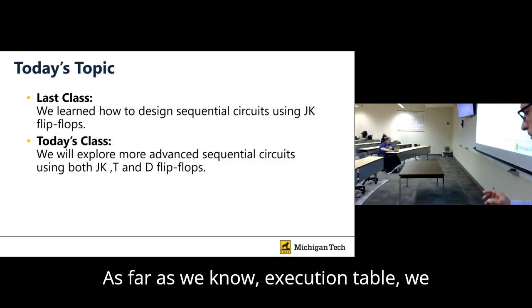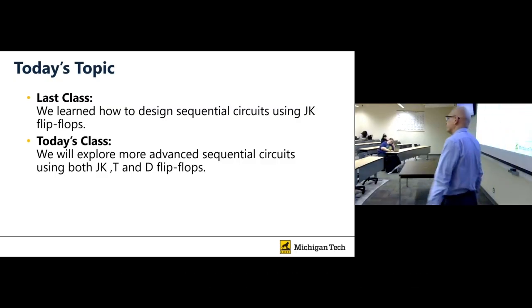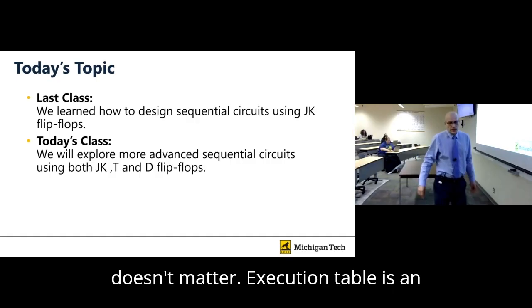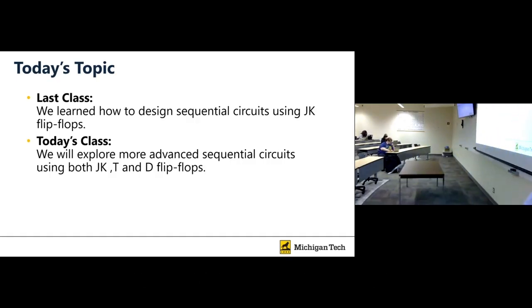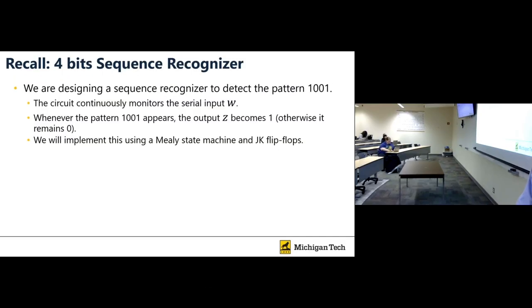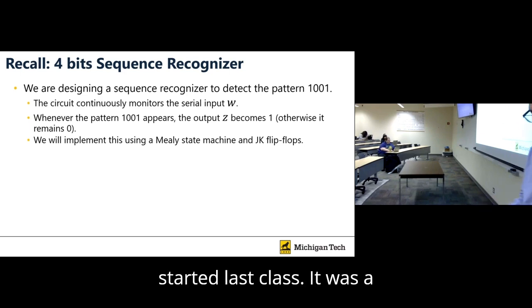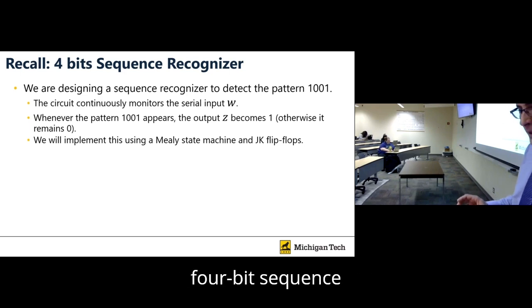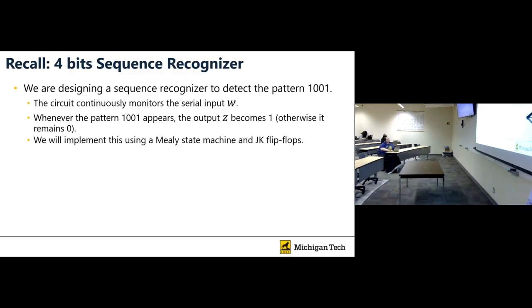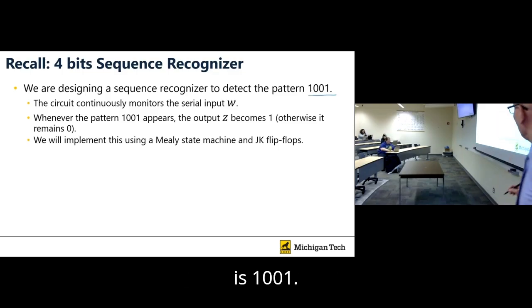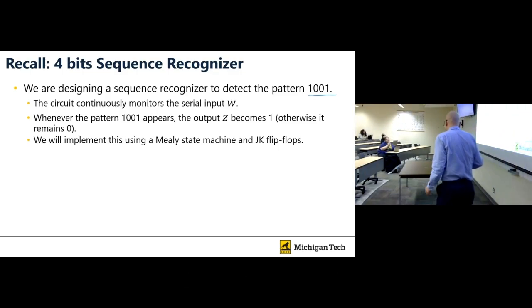As far as we know, with the execution table, we can deal with any kind of flip-flop. Doesn't matter. The execution table is an important one. So let's get started. This is a question that we started last class. It was a 4-bit sequence recognizer, and the bits that we're supposed to detect are 1001.